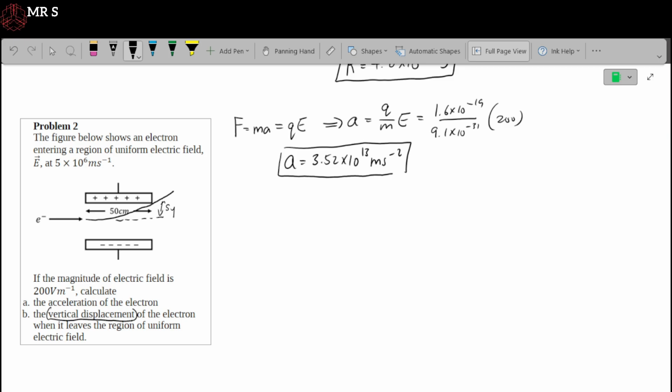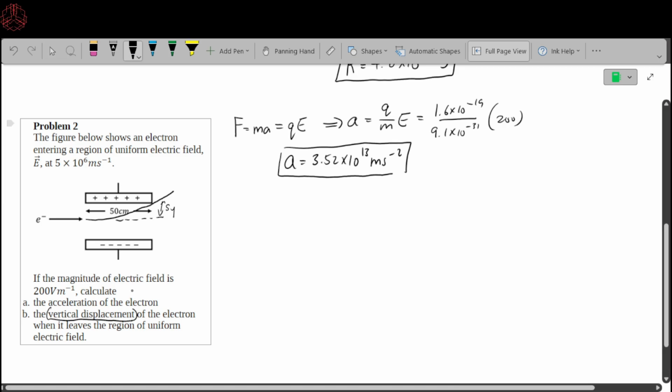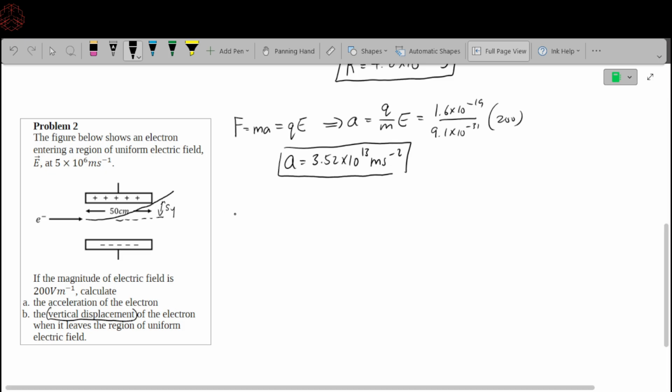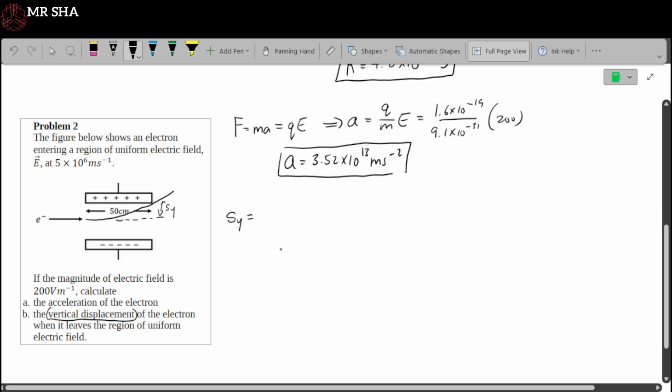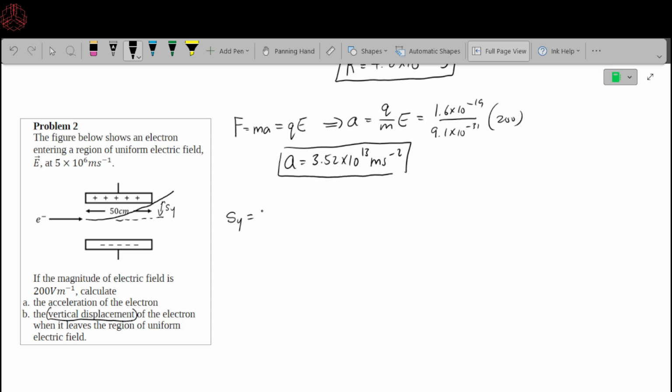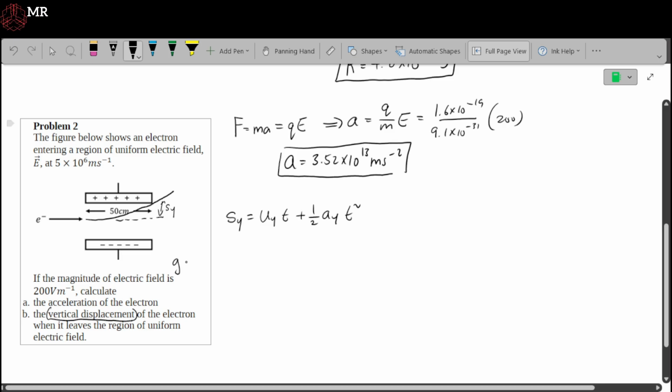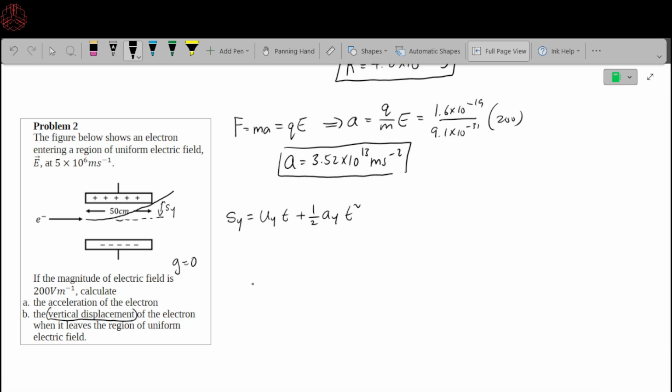All right, moving on to the second part of the question, the vertical displacement. What I need is an equation for Sy. Quite simply, I can have Sy equals uy t plus half ay t squared. Again, here we're ignoring gravity, so my g is going to be 0. Just assume that for now because it doesn't mention anything about gravity.